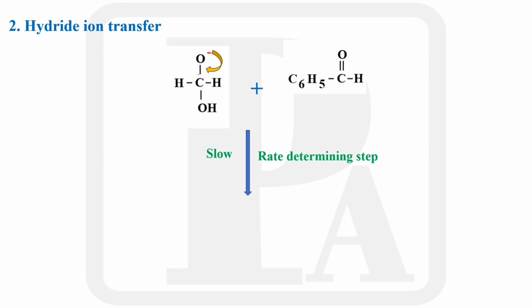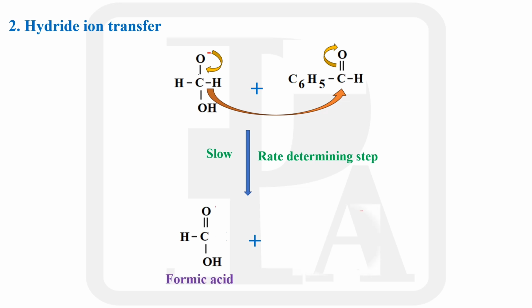So negative charge becomes a bond. That's why the hydrogen is moving from here and that is going to add with the carbonyl carbon of another aldehyde. Here this double bond becomes negative. So oxygen is getting a negative charge. We are getting two products. One is the formic acid and another one is an anion.